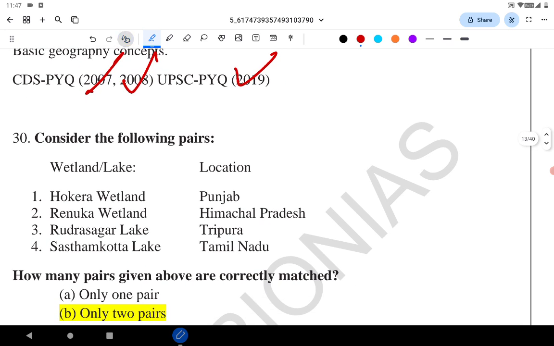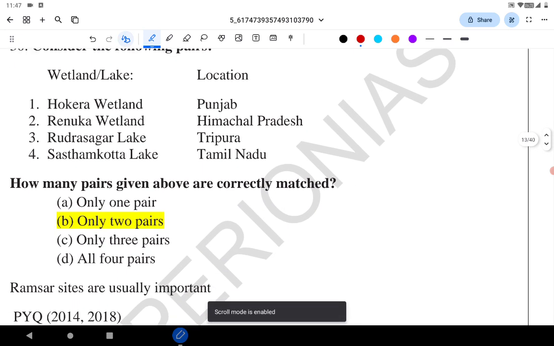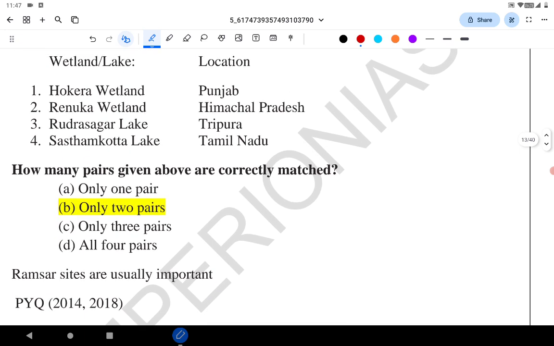Now let's come to the last question for this particular video. It's on Ramsar sites. Renuka wetland is in Himachal Pradesh, correct. Hokera wetland in Punjab, wrong. In Punjab it is not Hokera. Hokera wetland, I think, is in Jammu Kashmir. It is also called Hokersar wetland. Second is correct, Rudrasagar is in Tripura. Sasthamkotta lake is in Tamil Nadu? No, Sasthamkotta is in Kerala.